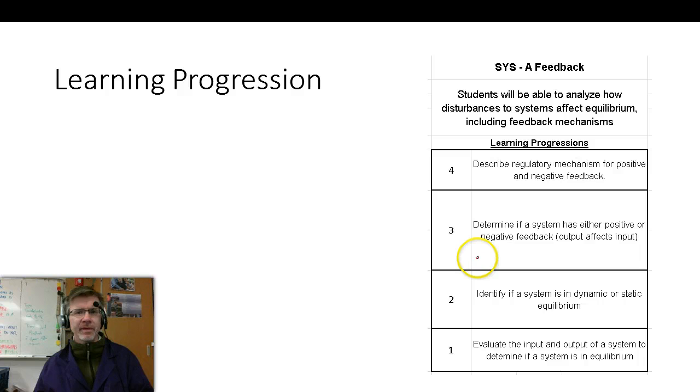All right, so we filled in the systems frame. So far, this is where we're at in our learning progression. We've evaluated the input and output of a system to determine if it's in equilibrium. We've identified static and dynamic equilibrium. Next, we need to talk about, with a system, if it has positive or negative feedback. In other words, how output might affect input, and then we can do a quick comment here on level 4 of our learning progression. So that's it for this video. Take a look at the next one to talk about feedback.